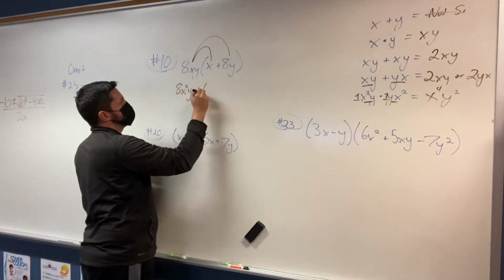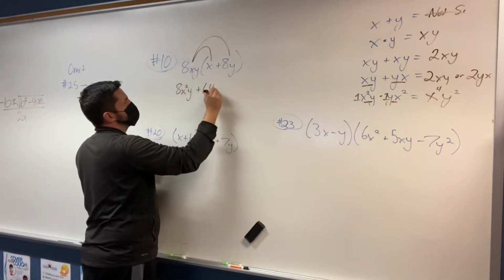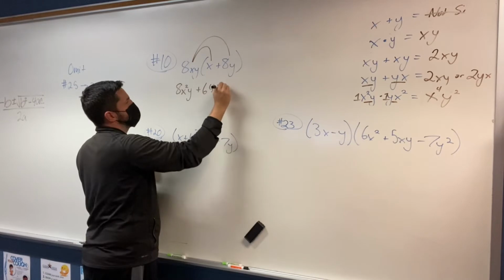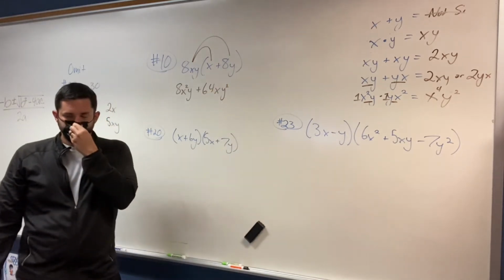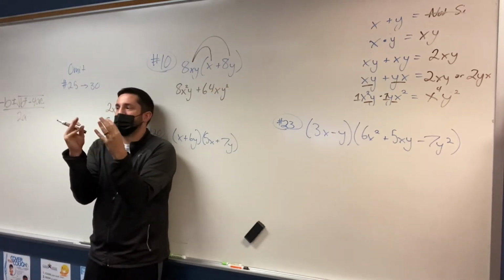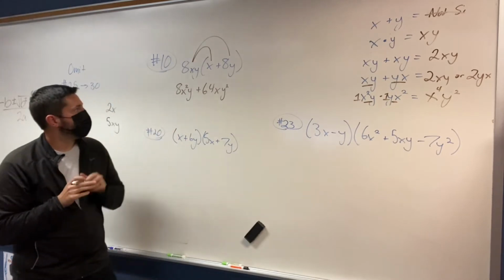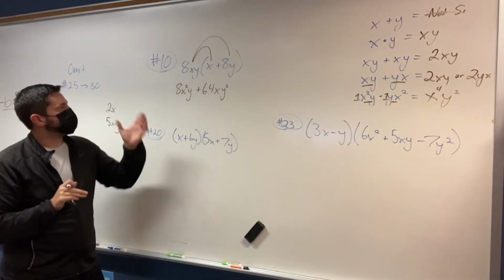Next one, this guy times that guy. 8 times 8 is 64. x, there is no x. y, here's another y. So it's just y squared. When I multiply numbers, I add the exponents. Okay, cool. Now, combine like terms.